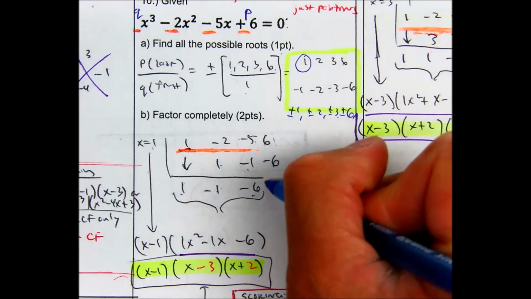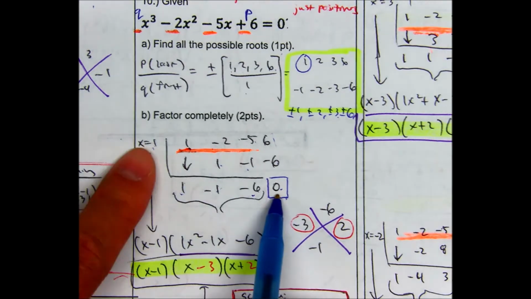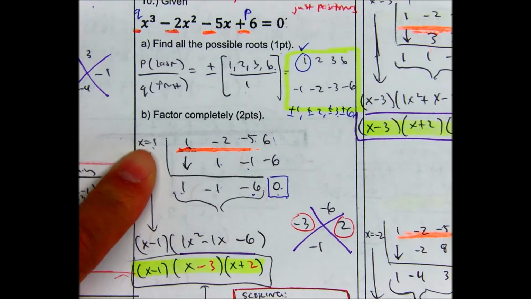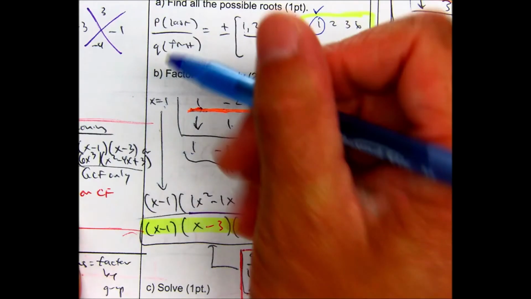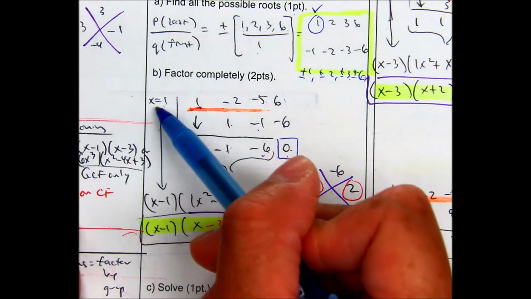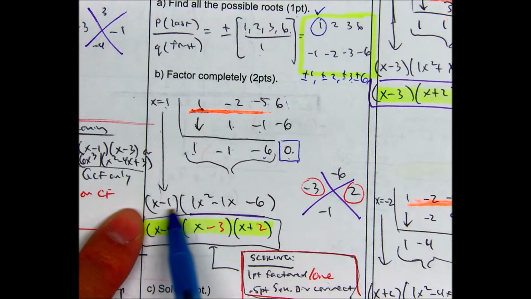Okay. Now, what does it tell you when the remainder is 0? It tells you this is a factor. It works. What does it mean if it works? It gives you a hint of the other answers. I'll show you the other options, but in this problem, if x equals 1, that means that the factor is x minus 1.